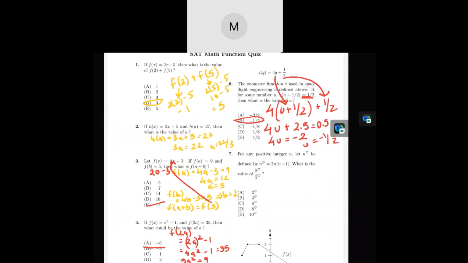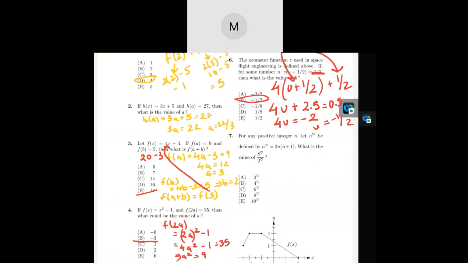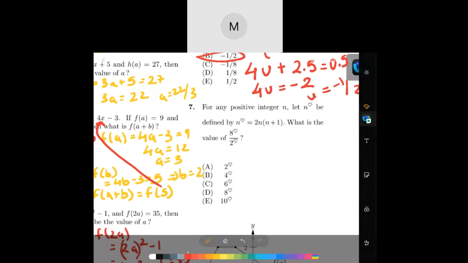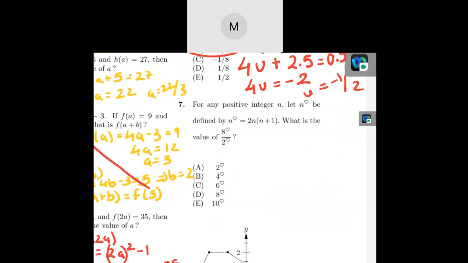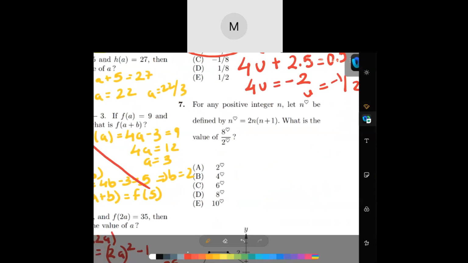All right, so let's move on to the next question. That's number 7. Again, if there are any questions on how I'm solving these problems, please feel free to leave a comment and I'll definitely go over it in more detail as needed.